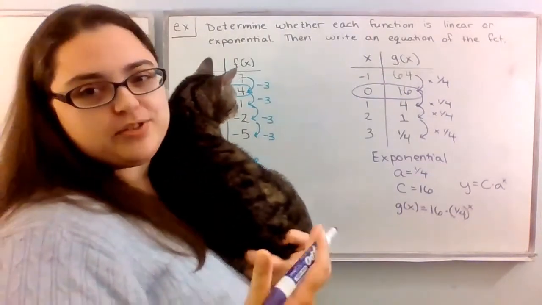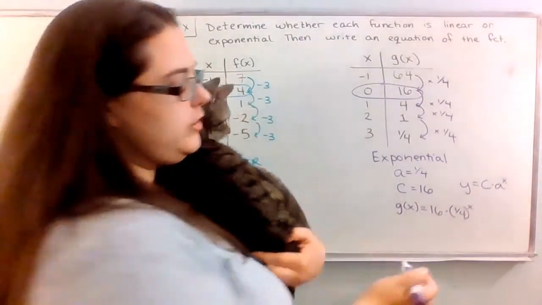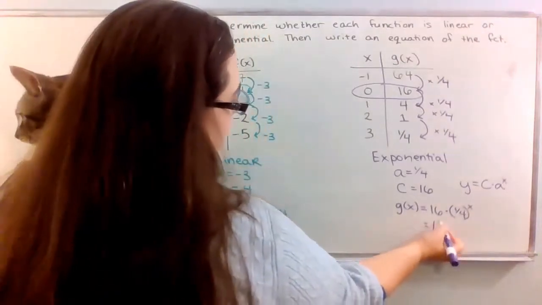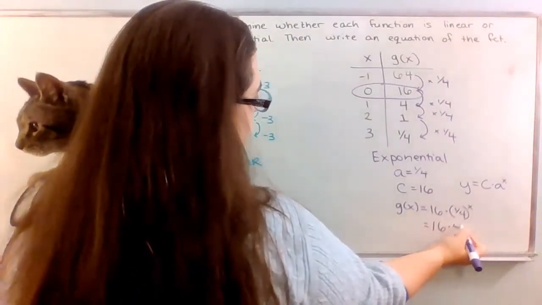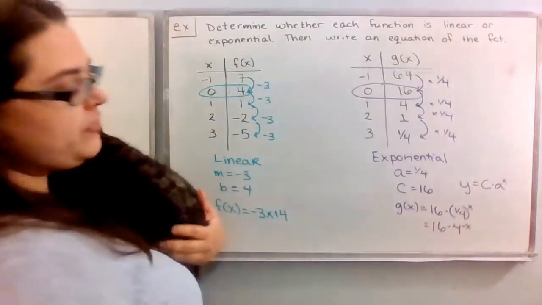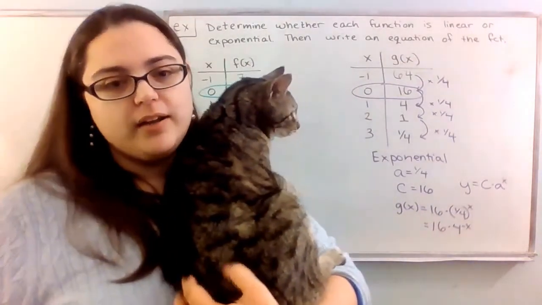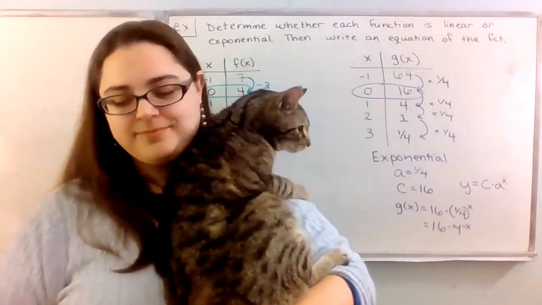So we can do that by using the properties with that negative exponent. So I could rewrite this as 16 times 4 to the negative x. That would be another way of writing a formula for the function.